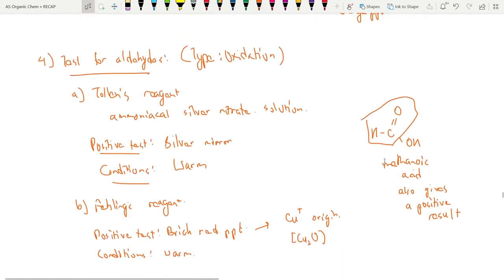Either the Tollens test using Tollens reagent, or Fehling's reagent. Tollens reagent is a solution of ammoniacal silver nitrate. A positive result is a silver mirror. We need to warm the test tube containing Tollens reagent and the aldehyde or the sample.